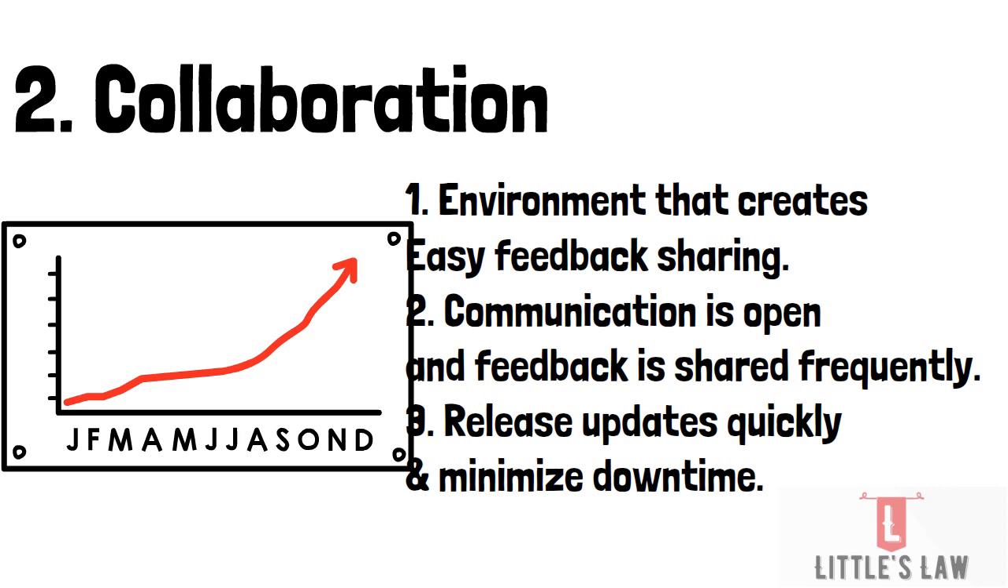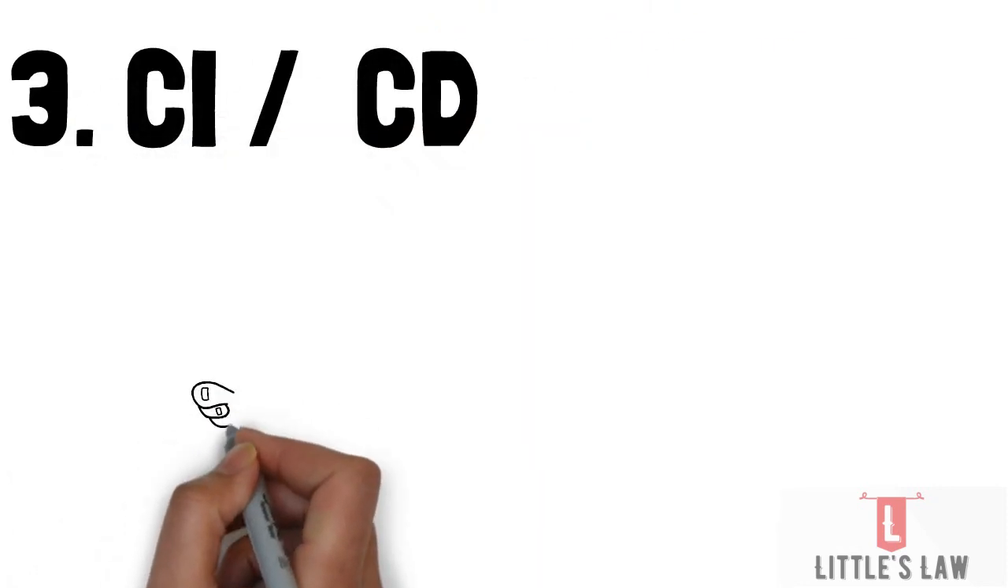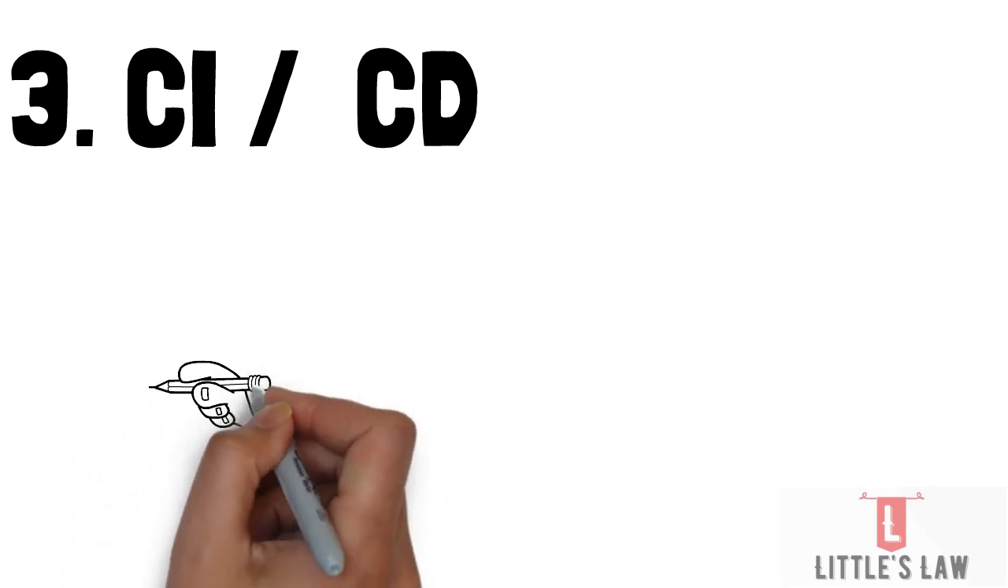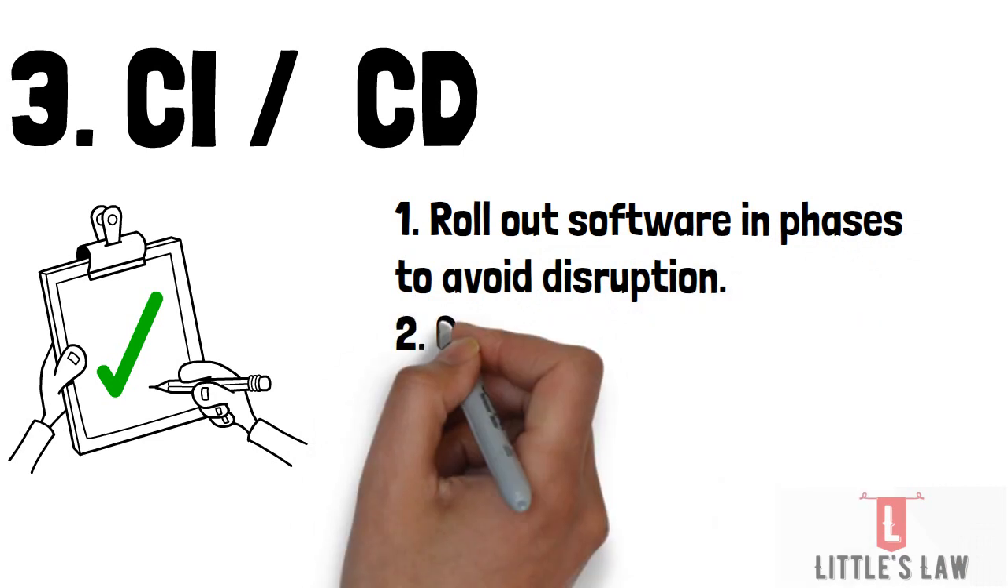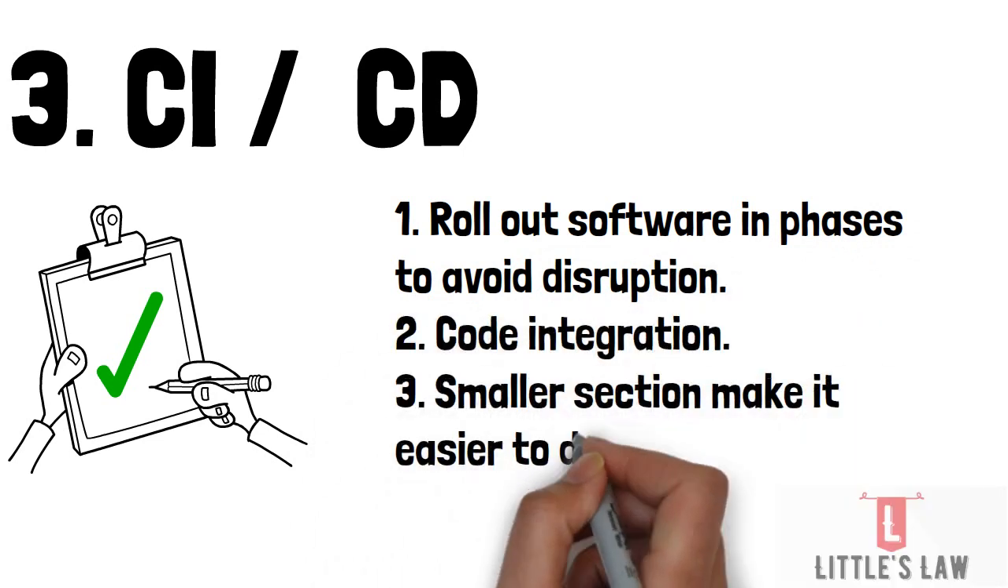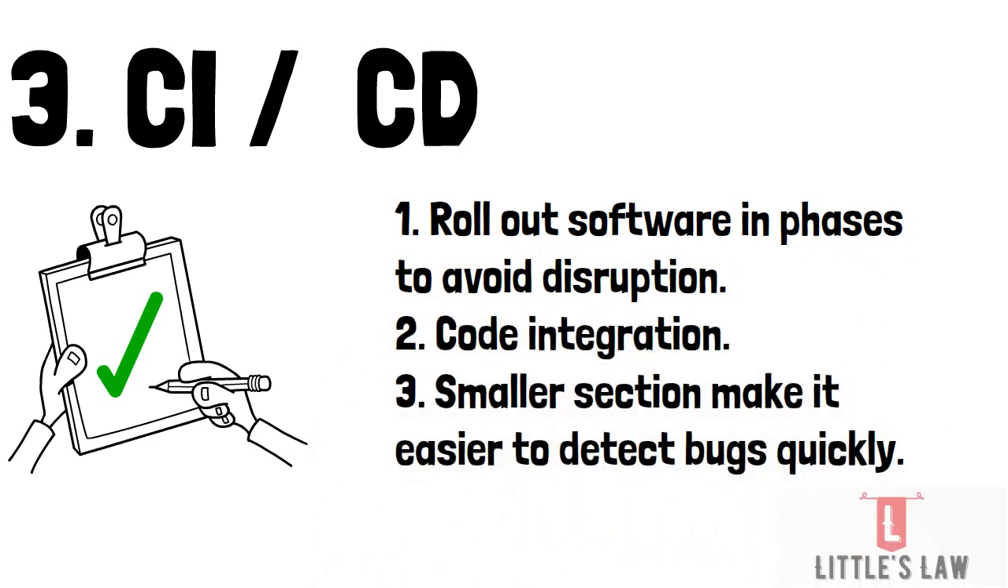And then comes continuous integration and delivery. DevOps teams roll out software updates in phases on an ongoing basis to avoid significant disruption, a process known as continuous integration and delivery, the CI/CD. DevOps team members integrate their code in a shared repository several times daily. The smaller sections of code make it easier to detect software conflicts and bugs more quickly.